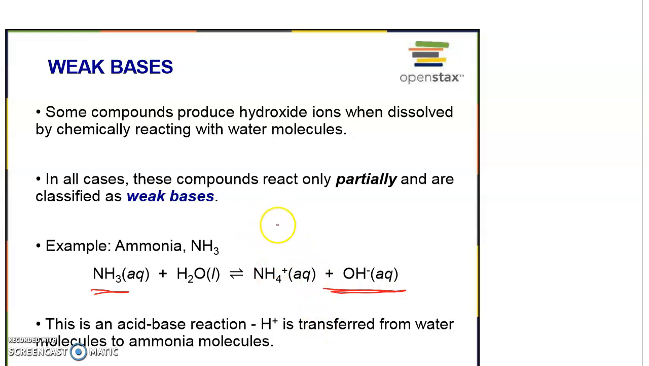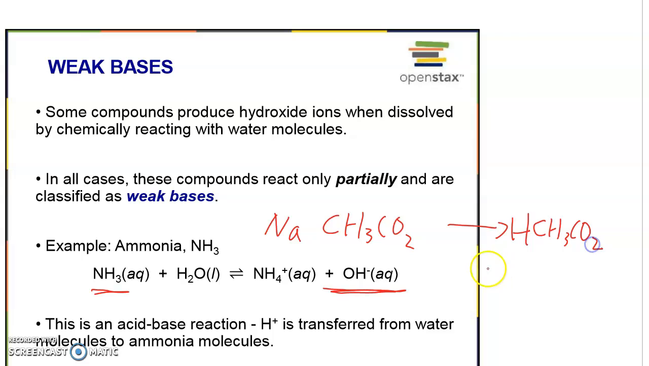Let me give you another example. Let's say sodium acetate or sodium citrate. Sodium acetate is CH3COONa. When it dissolves in water, it is going to produce CH3CO2 minus plus OH minus. So it produces the hydroxide, and therefore it is a base.